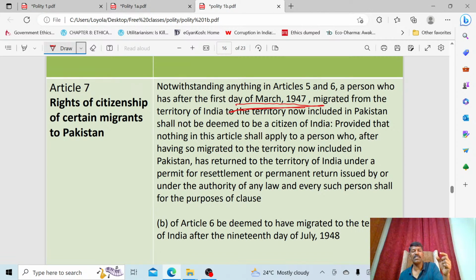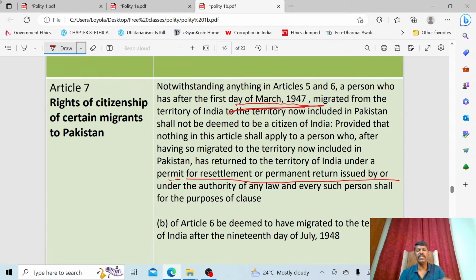and on the basis of the permit for resettlement or permanent return issued by the government of India during the time, on the basis of that, the person can apply for Indian citizenship. So this is another most important thing. Based on that, what are the clauses we can say? 1st March 1947 is the date. On the basis of that, we can go into the category.